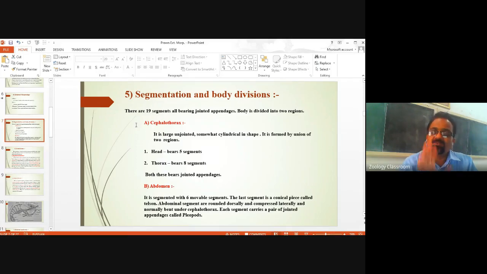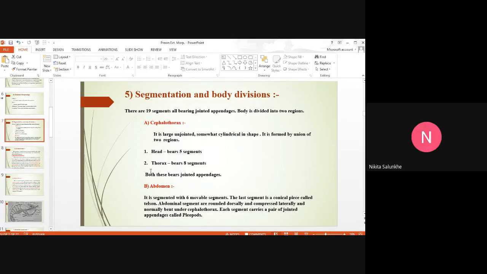Now here the two main body divisions are there. First is cephalothorax and another one is abdomen. Here is the difference between the class Insecta and class Crustacea, and as we are dealing with the animal prawn, which belongs to class Crustacea. Okay. Is that clear, the body divisions of class Insecta and class Crustacea? Yes, sir.